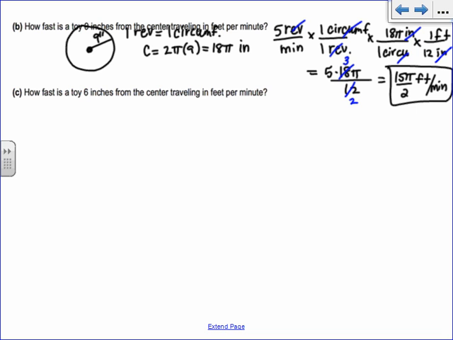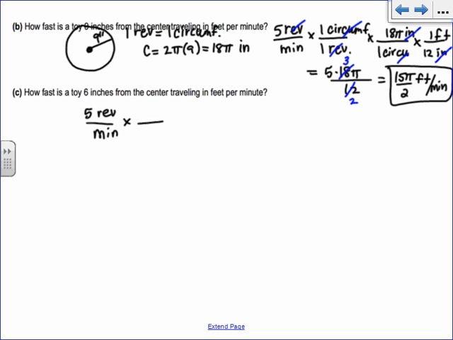All right, does that make sense? And then see how fast is the toy 6 inches from the center traveling in feet per minute. So you would do the same process. So you'd say, okay, well, I have 5 revolutions every single minute, right? And it doesn't matter where you're located on the mobile, you're still going around every minute 5 times.